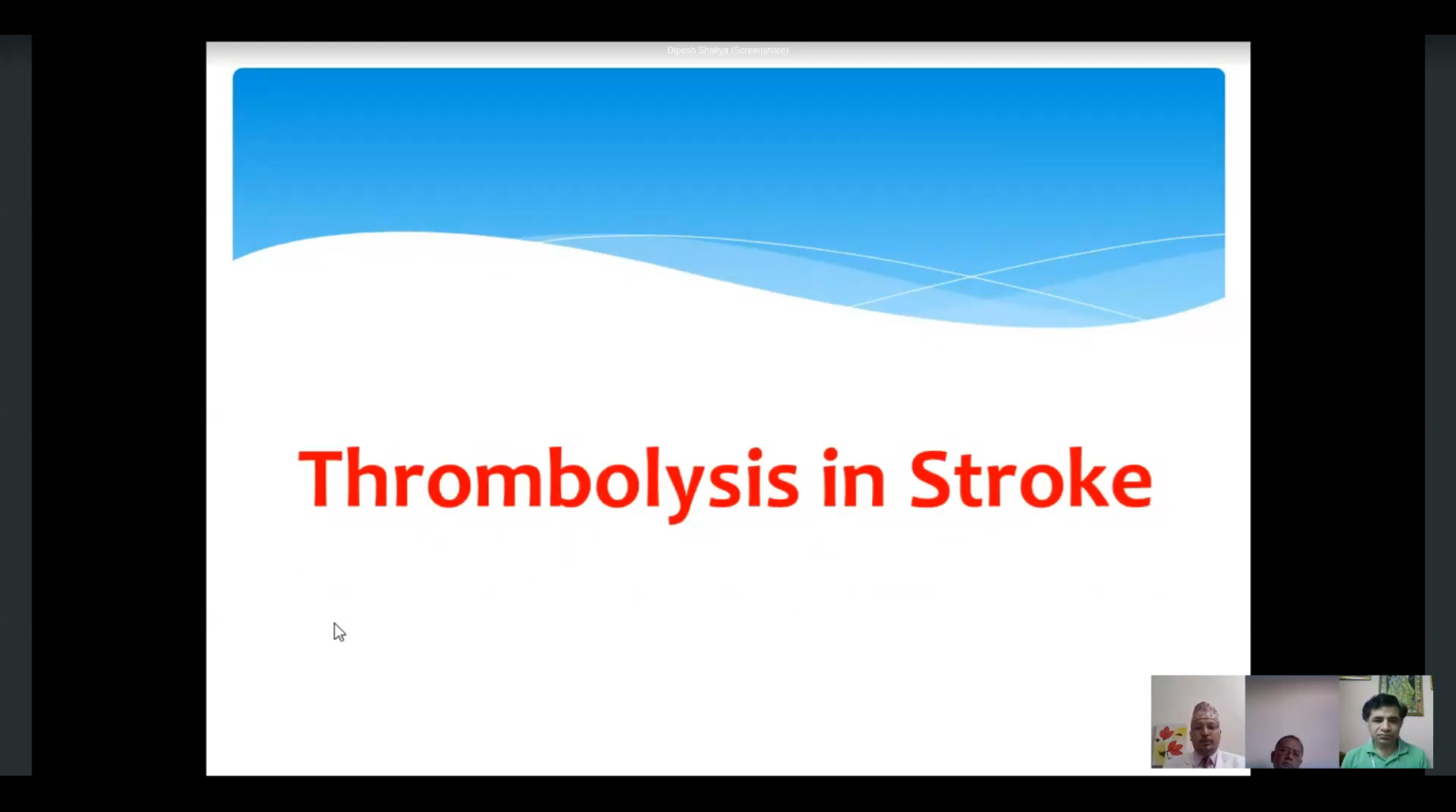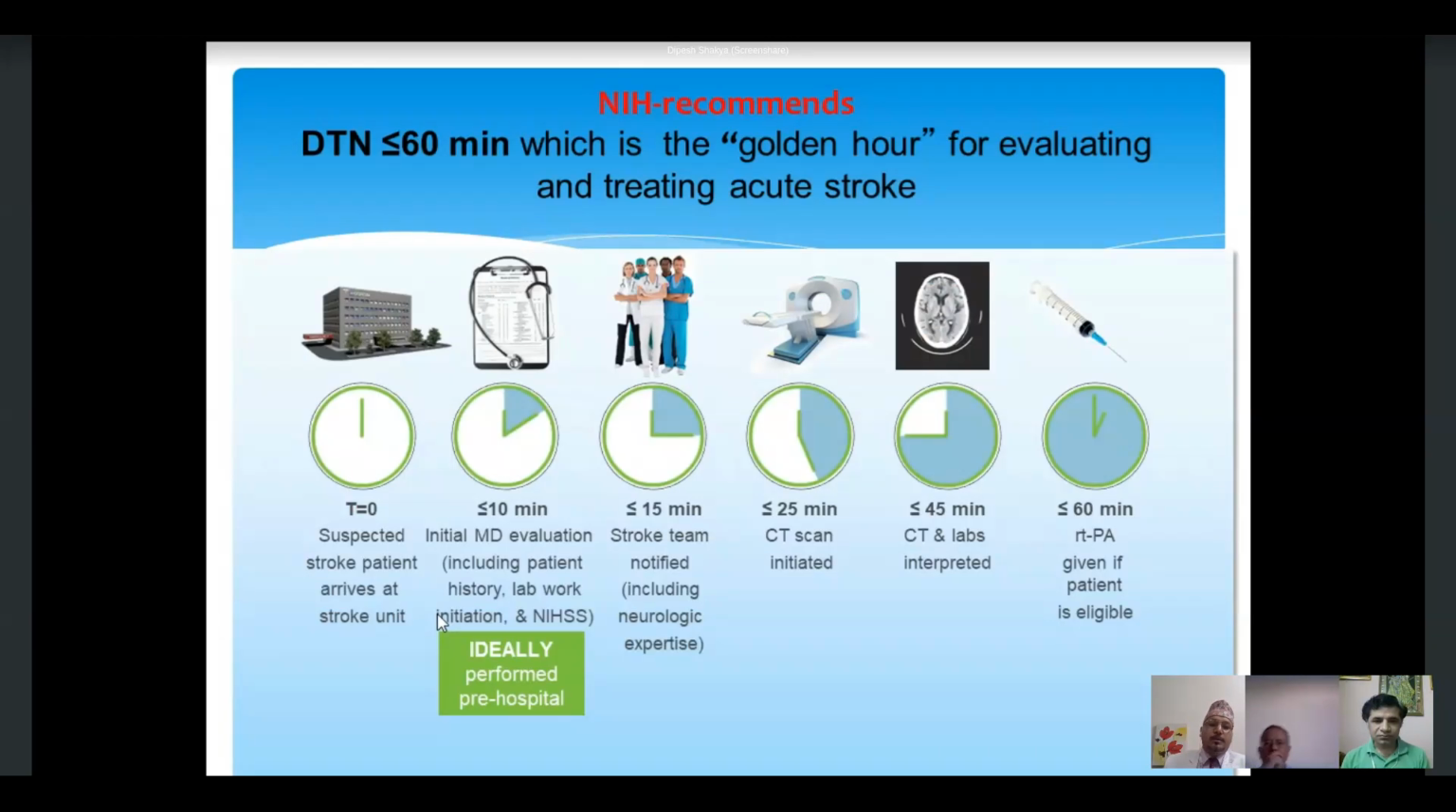Now we'll talk about thrombolysis in stroke. We get into the thrombolytic proper. The NIH recommends that door to needle time has to be less than 60 minutes. Door to needle time is the time from when the patient arrives at the hospital till the patient receives the IV thrombolytic therapy. This is the golden hour for evaluating and treating acute stroke.